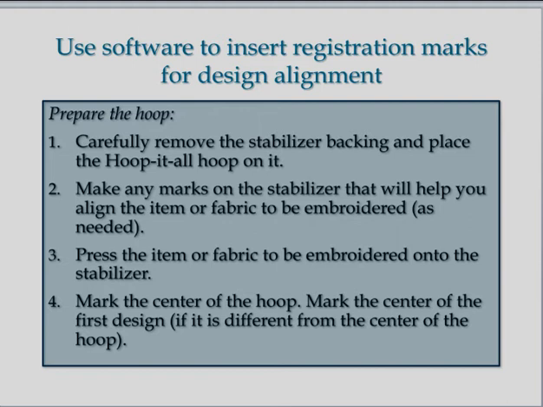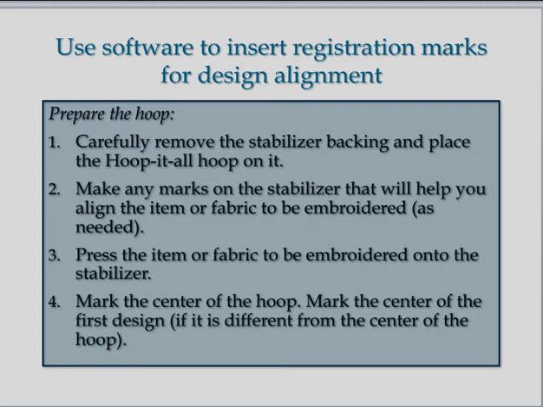Moving on to the hoop, prepare the Hoop It All hoop by adhering the stabilizer as described in the Hoop It All instructions. Press the fabric or item to be embroidered onto the stabilizer. Mark the center of the first design to be stitched. Remember, you are marking the center of the design, not the placement for the first registration mark.